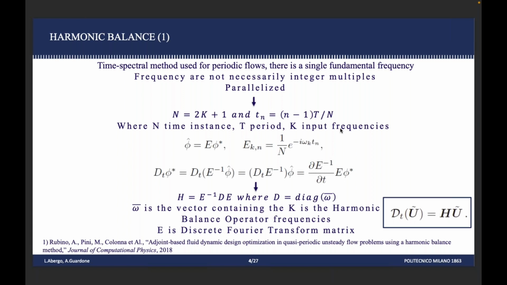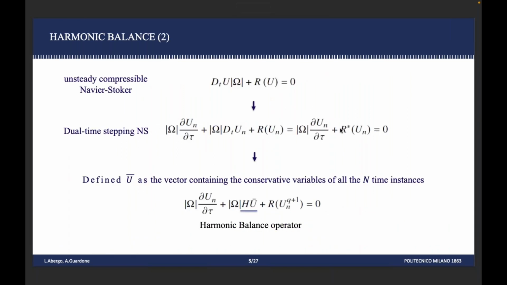Harmonic balance is a time-spectral method where the frequencies that we are going to solve don't need to be integer multiples of each other. It has the advantage with respect to other spectral methods that it can be easily parallelized. Just remember that we are going to solve k frequencies, and what we obtain as output are n time instants inside our period of oscillation or rotation, and this n is equal to 2k plus 1. So what we obtain through the mathematical passages is n steady states that are coupled in pseudo time to each other through the harmonic balance operator, basically.